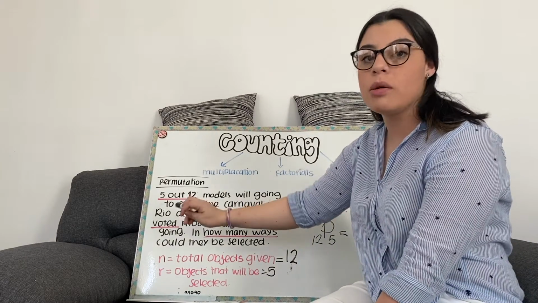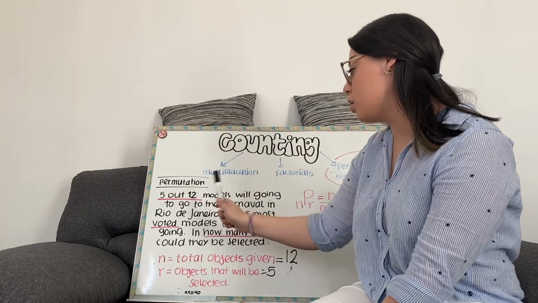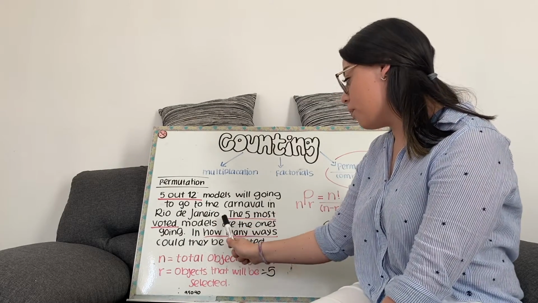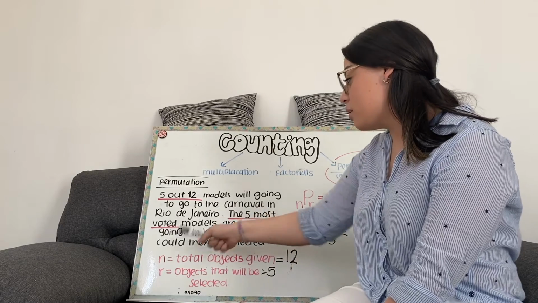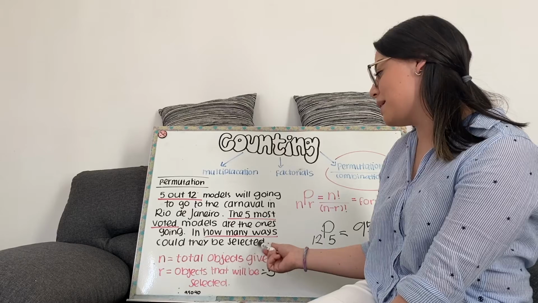Okay, so the problem goes like this. 5 out of 12 models will go to the carnival in Rio de Janeiro. Only the 5 most voted models are the ones going. In how many ways could they be selected?